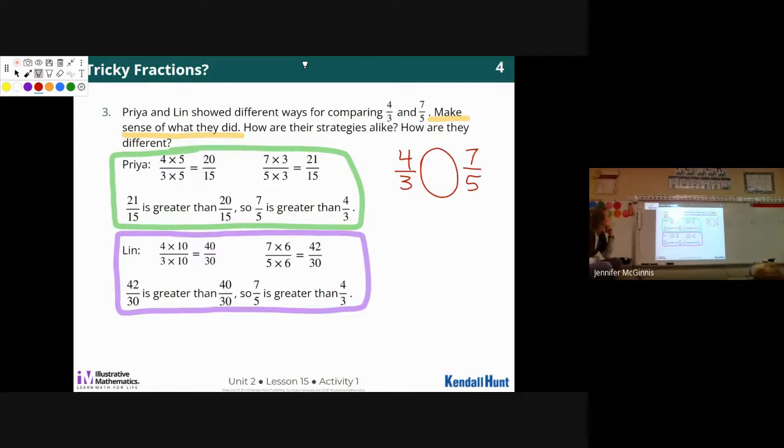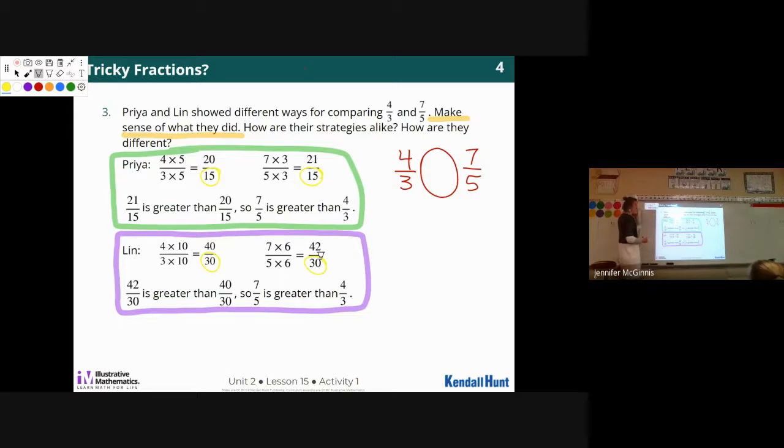I saw that they both have 15 at the bottom, and then when I went down the line, I saw that they both have 30 at the bottom. So they're both trying to get a common denominator. Nice, Chloe. Everybody give Chloe 2 claps. She noticed that Priya has 15, so she's getting a common denominator of 15. And Lynn is getting a common denominator, but she's using a 30.